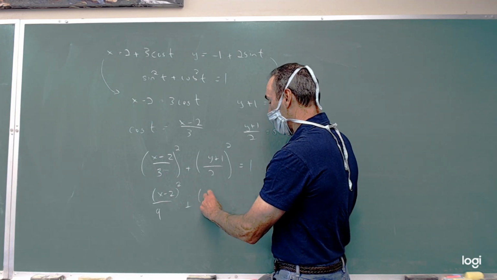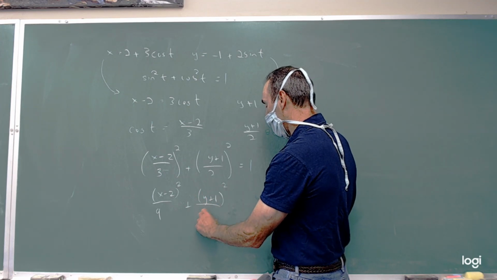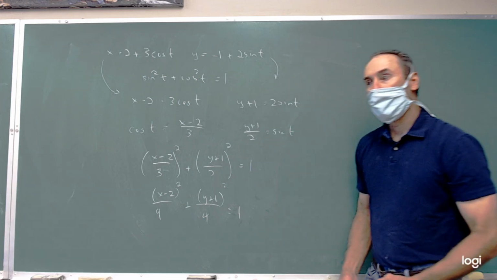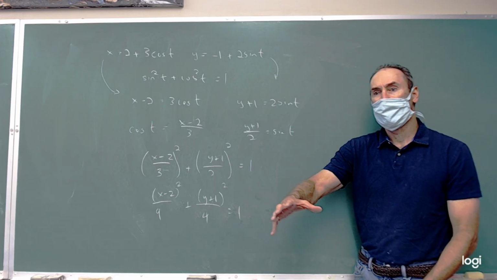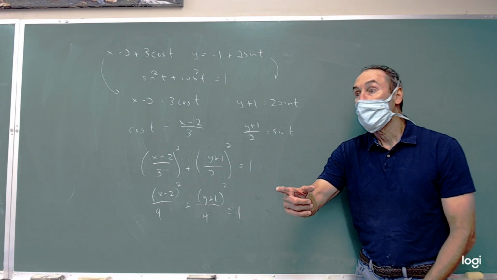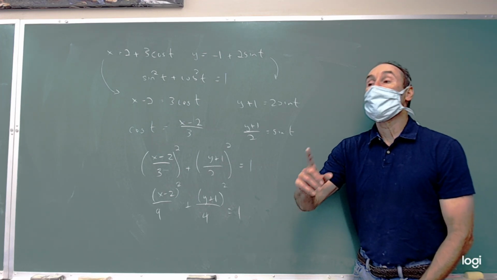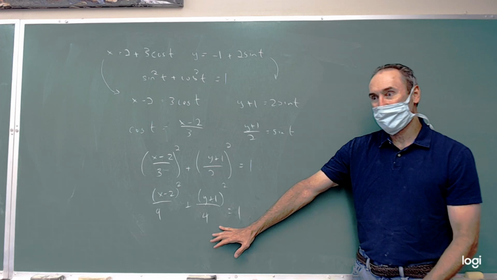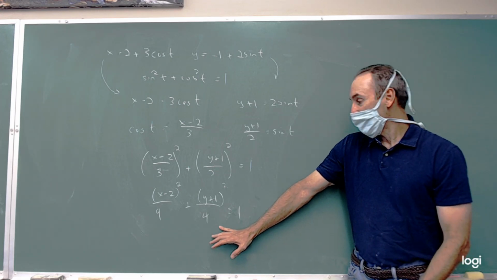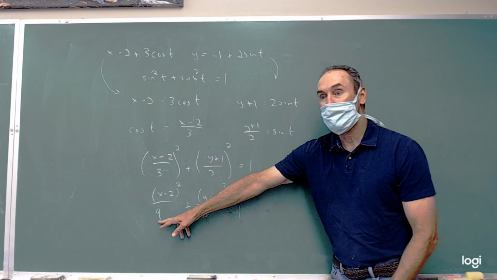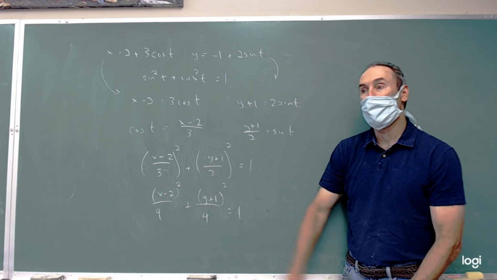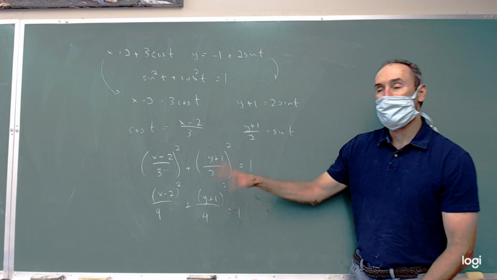And we get the numerator squared over the denominator squared. Do you recognize that? It's an ellipse. And it's going to be centered at (2, -1), and the radius in the x direction would be 3, and the radius in the y direction would be 2. So that's eliminating the parameter.